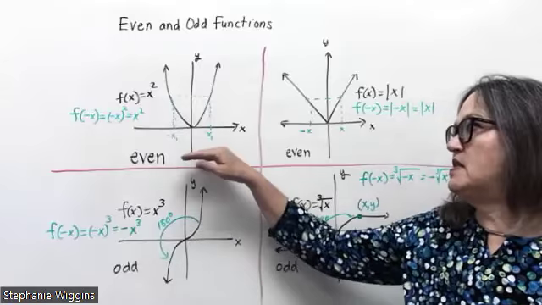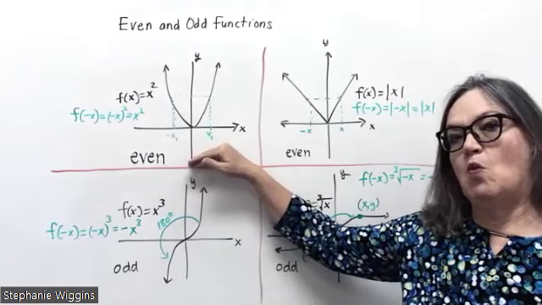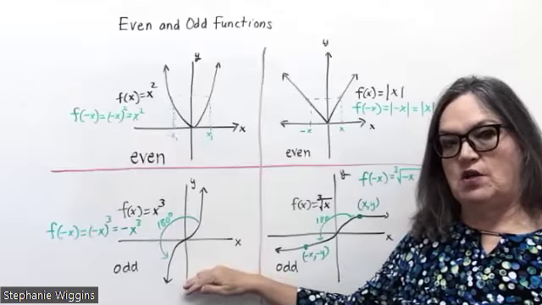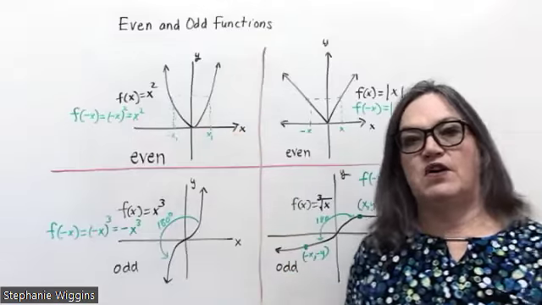And graphically, we say this is symmetric with respect to the y-axis. And here we say it's symmetric with respect to the origin. So that's even and odd functions for you.